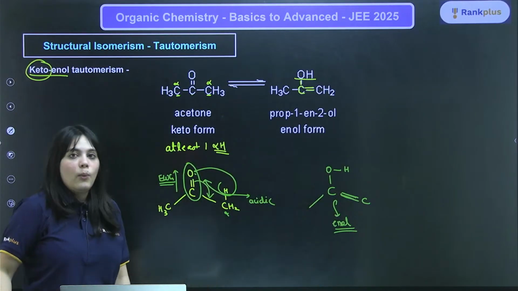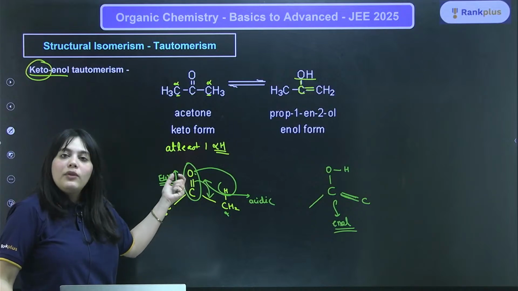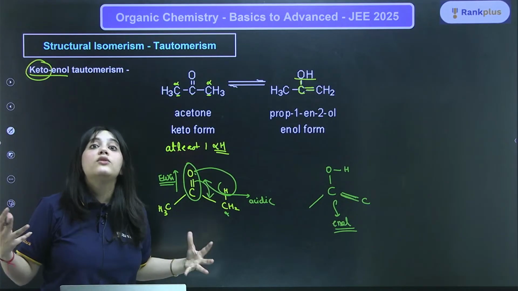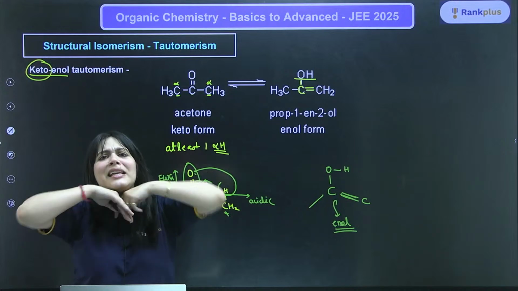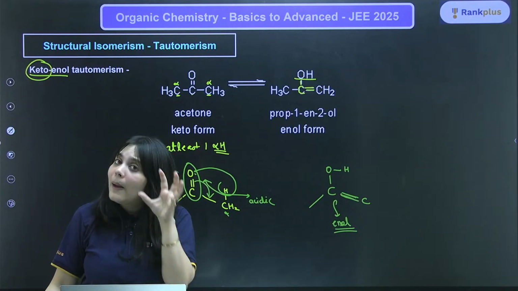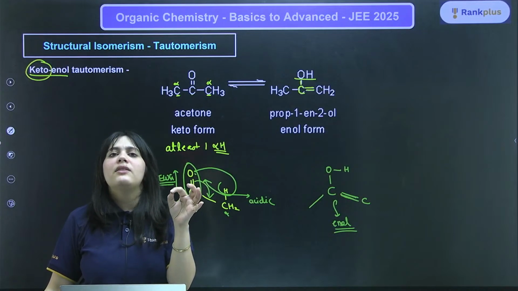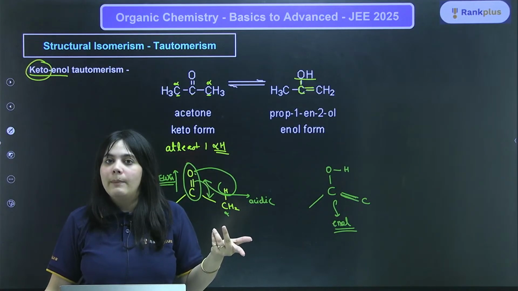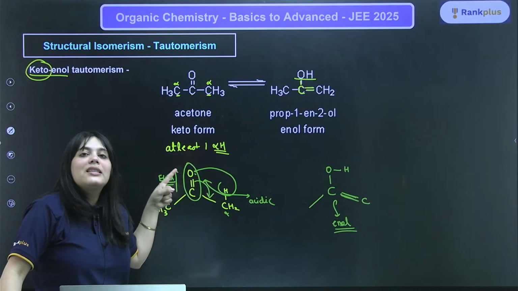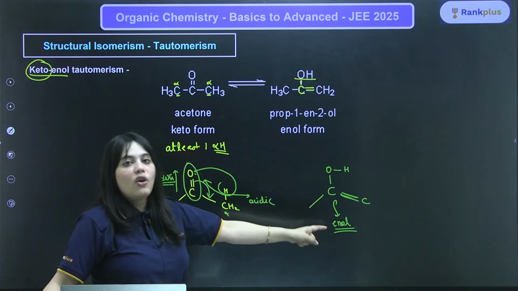Understood what is happening? This is an electron withdrawing group, hence this hydrogen becomes acidic. Acidic means what? Anything which easily gives away H plus is acidic, right? The compound which very easily gives away H plus will be the more acidic compound. So this lone pair abstracts this hydrogen and forms an enol compound.